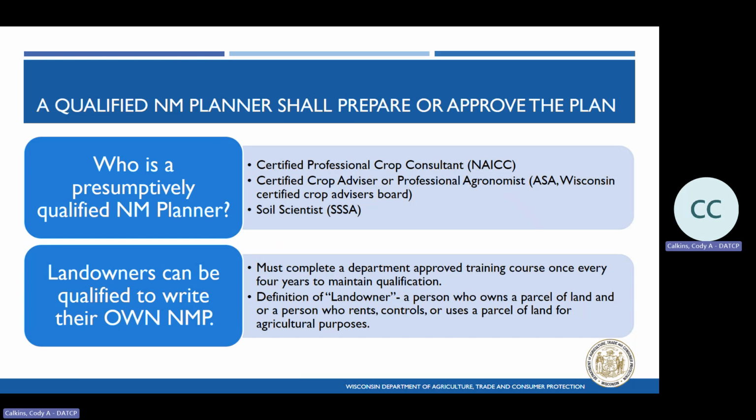Otherwise, a landowner can be qualified to write their own nutrient management plan if they complete a department approved training course once every 4 years to maintain that qualification. The definition of a landowner is a person who owns a parcel of land and or a person who rents, controls, or uses a parcel of land for agricultural purposes.